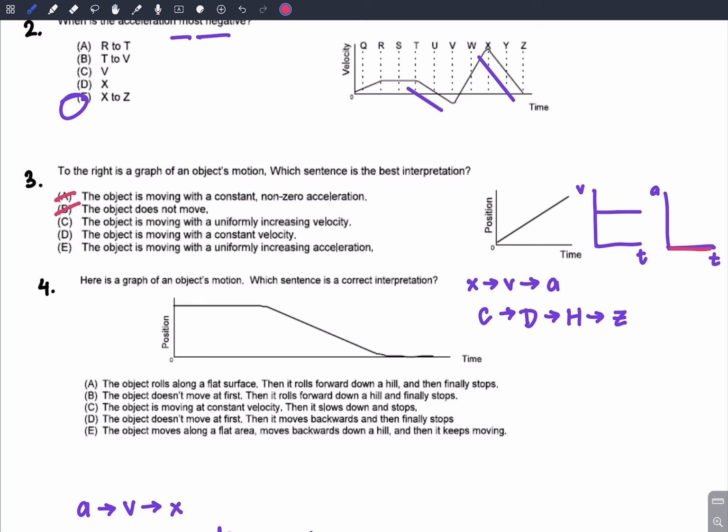C, the object is moving with a uniformly increasing velocity. Well, if we look at a velocity graph, it's just a constant line, so it's not increasing. D, the object is moving with a constant velocity. Yes, right? It's a constant velocity. So, D. Then E, the object is moving with a uniformly increasing acceleration. Okay, that's not the answer because our acceleration is just 0.